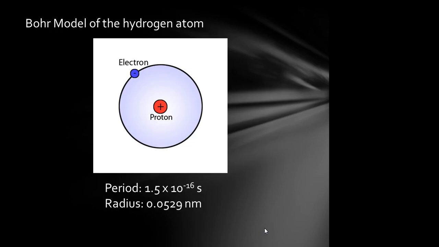So hydrogen is one of the simplest atoms that we know. The period should be blazingly fast. This is about 0.1 femtosecond. So really fast orbit. So we can see a big variety of circular motions.